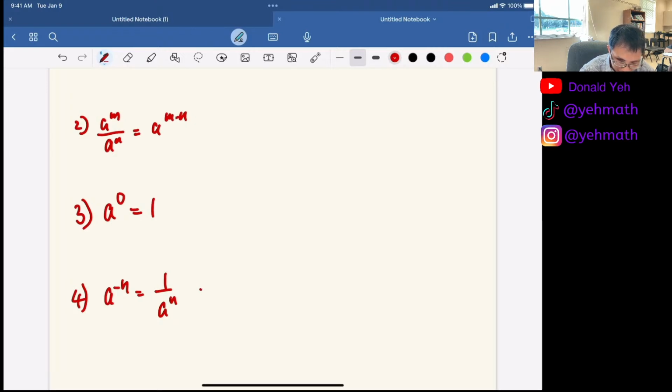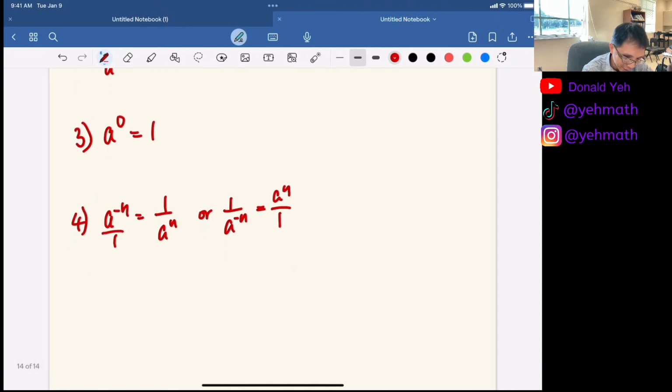Now, it's the same thing, maybe you have never seen this rule before, but if it is down here, then it's 1 over, so you can switch sides and it becomes positive. That's called the negative exponent rule. And we kind of already did that earlier.